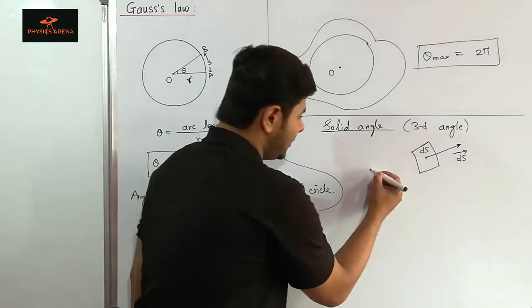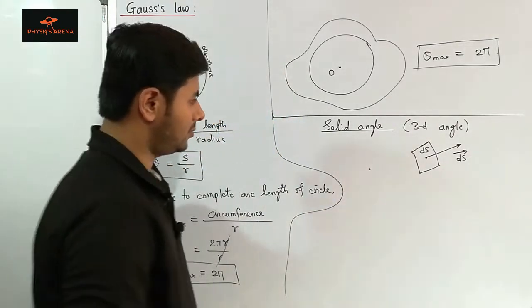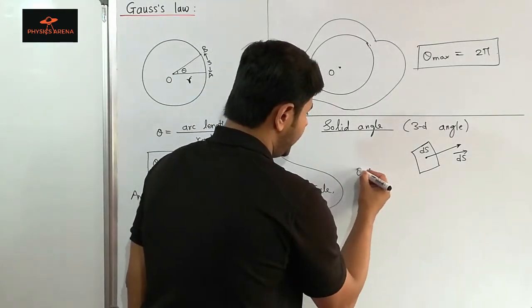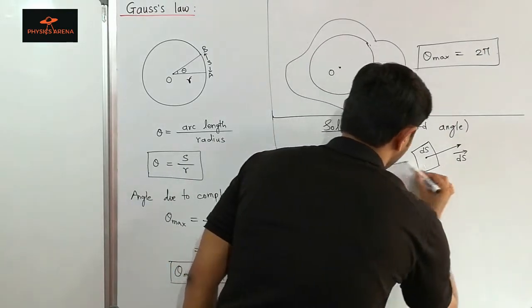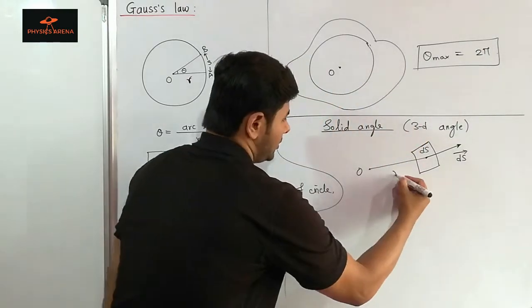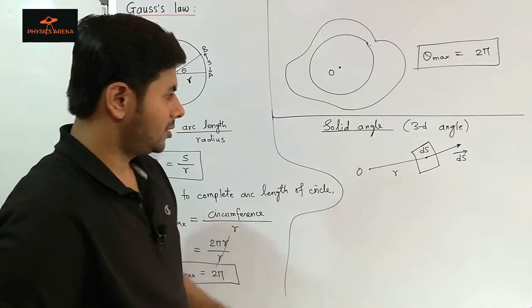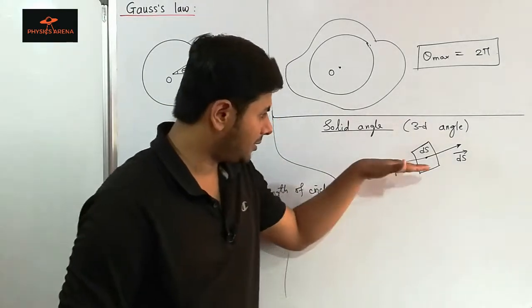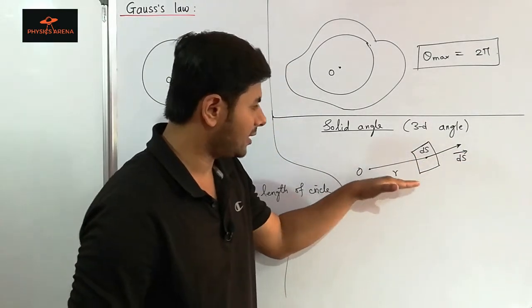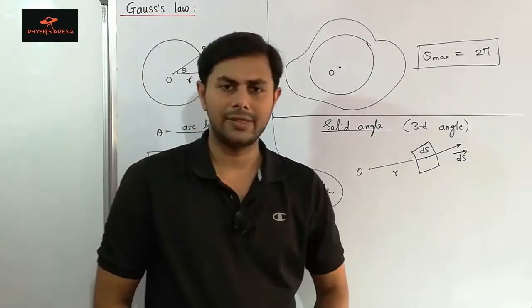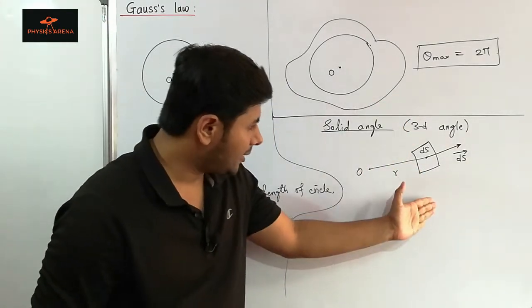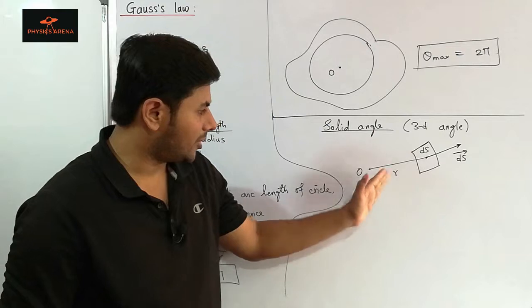Now let's consider this point O and let's join ds with the point O. This is R. And suppose that ds bar is in line with this R. What it means is that the plane of the area is exactly perpendicular to the R.